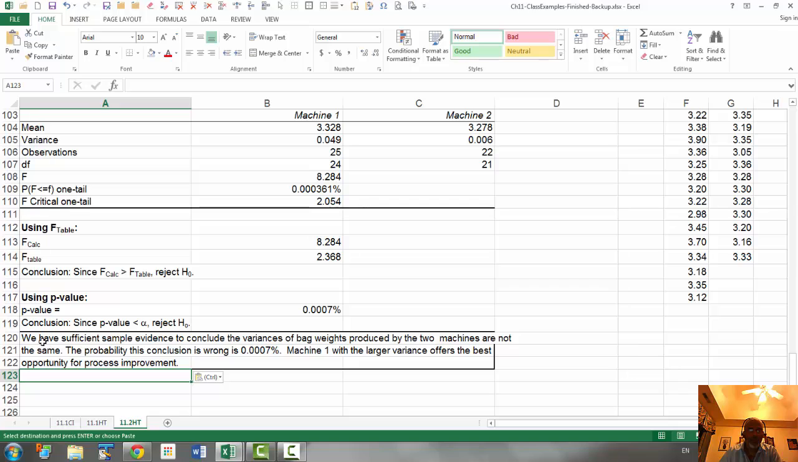So here the two variances are not the same, and machine 1 has a larger variance than machine 2, so machine 1 offers the best opportunity for process improvement, which is what the manager wants to decide: which of the two machines offers a better opportunity for process improvement.